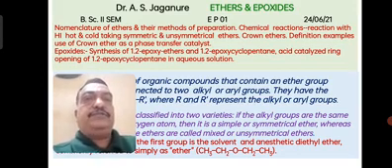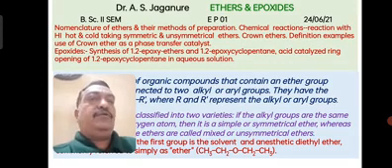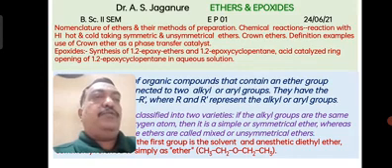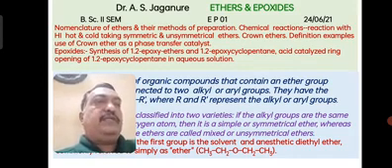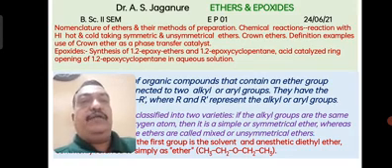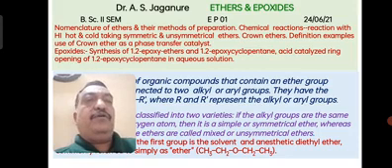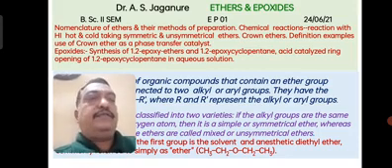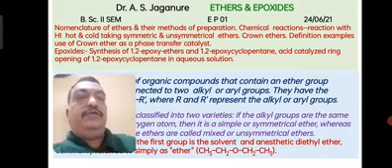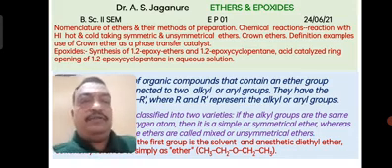Then epoxides. So what are epoxides, and how is the synthesis of 1,2-epoxy ether and 1,2-epoxy cyclopropane done, by acid catalyzed ring opening of 1,2-epoxy cyclopropane in aqueous solution, and their certain chemical properties. So this is the last topic.